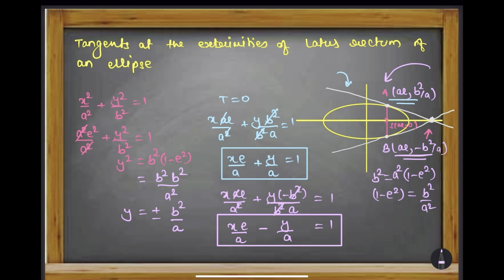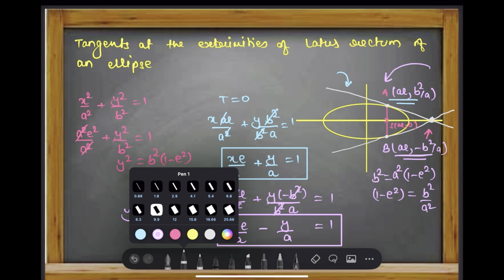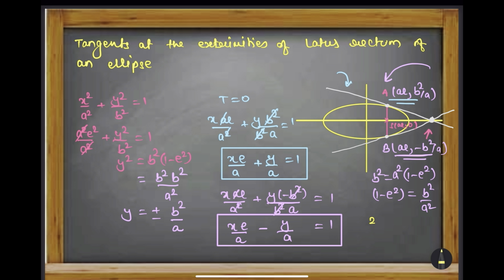Now I want to find the point of intersection, so we have to solve this. So can I add both the equations? If we add, we will end up having what? 2 times x e by a is equal to 2, because this component and this component are the same, so it will become 0. So 2 gone. So x equals what? a by e.